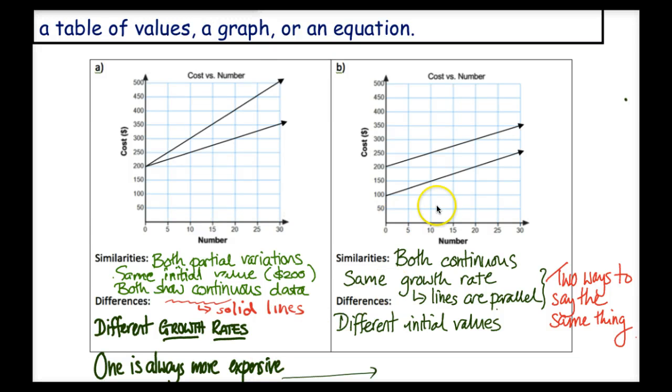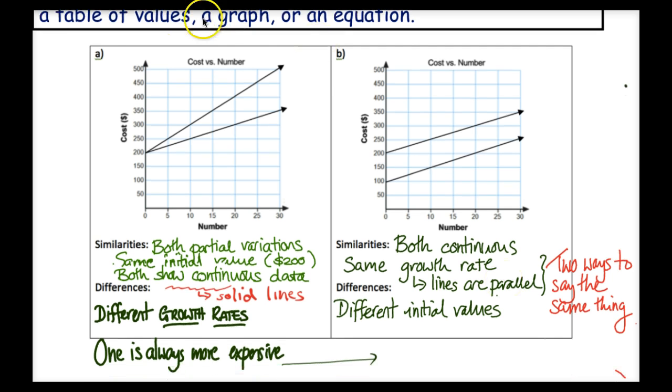For the second set of graphs, the similarities were that, again, they're both continuous. They have the same growth rate, and there were two ways of saying this. One person said they had the same growth rate, the other person said the lines were parallel, which kind of mean the same thing. But they do have different initial values. One starts at 100 and one starts at 200. So those are the main differences there.